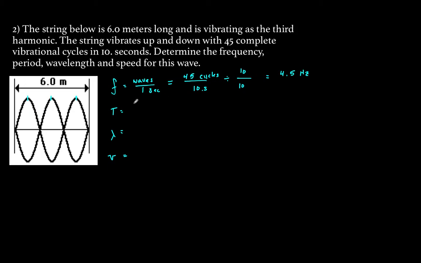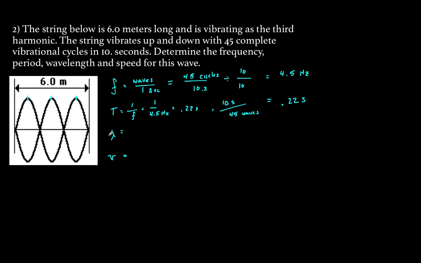For period, you could have solved it in one of two ways, and I'll show you both. The first way that I would do it is 1 over your frequency. If you do 1 over 4.5 hertz, you solve your period as 0.22 seconds. But if we think about it by definition, the period is how many seconds per wave we have. So if the whole thing takes 10 seconds and we had 45 waves, then 10 divided by 45 again gives you your period of 0.22 seconds, which works out nicely as long as these two values match.